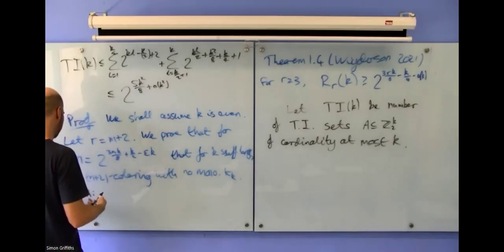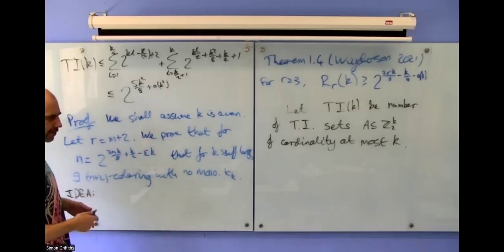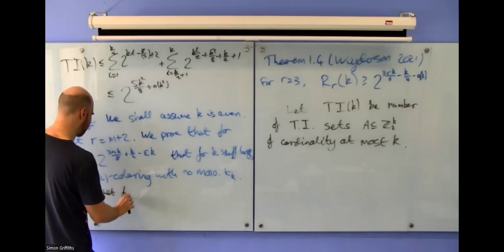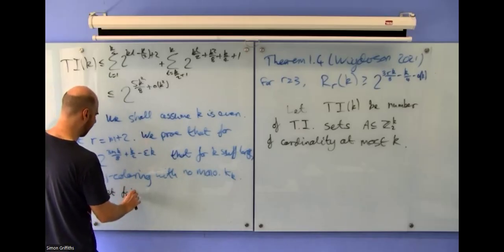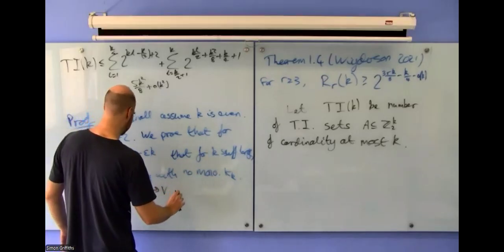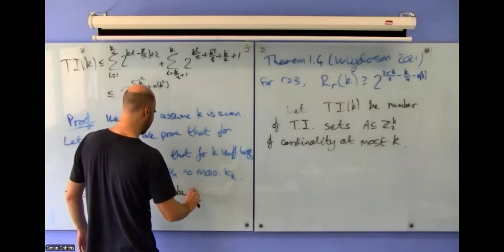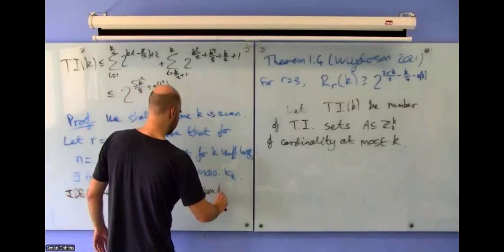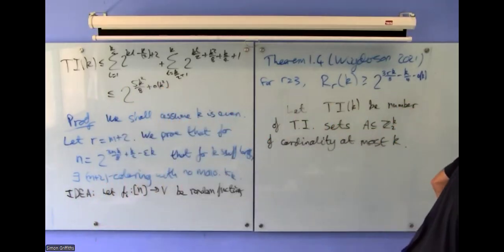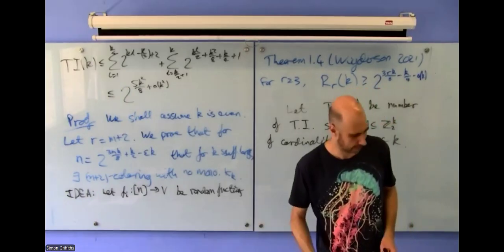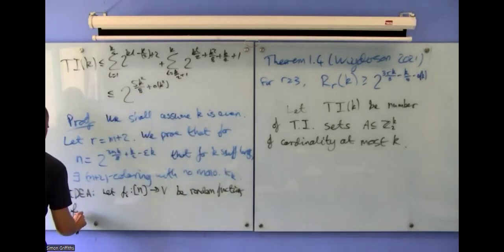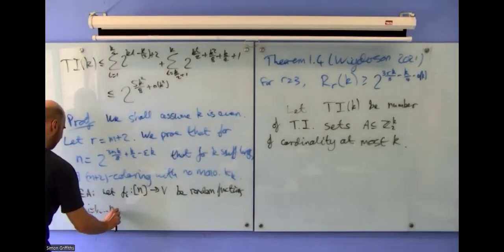And we're going to do that many times, because we're going to try many times to colour. So what do you do? Let F_i from 1 up to n, into V, be random functions in the sense of uniformly random functions, and this is for i from 1 up to n.